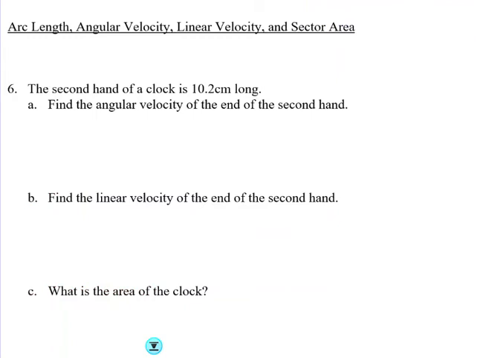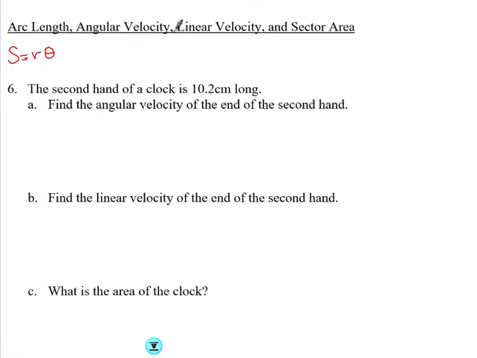Now let's take a look at some word problems. We're going to talk about arc length, angular velocity, linear velocity, and sector area. Arc length is represented by the formula S equals r theta, where S is the arc length, r is the radius, and theta is an angle.